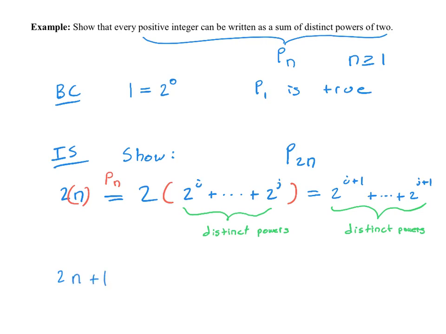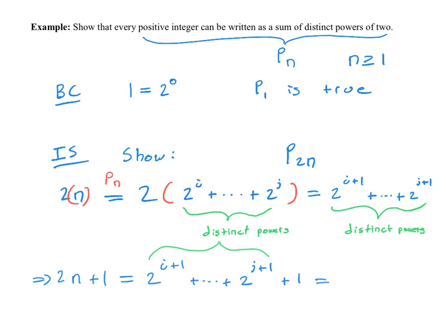plus 1. And from what we've written above, 2n plus 1 would be 1 more than the previous line that we just wrote down. So the 2 to the power i plus 1 plus dot dot dot, the 2 to the power j plus 1, plus a 1 at the very end. And once again, these are all distinct powers. They were distinct powers above, and now they're distinct powers below.